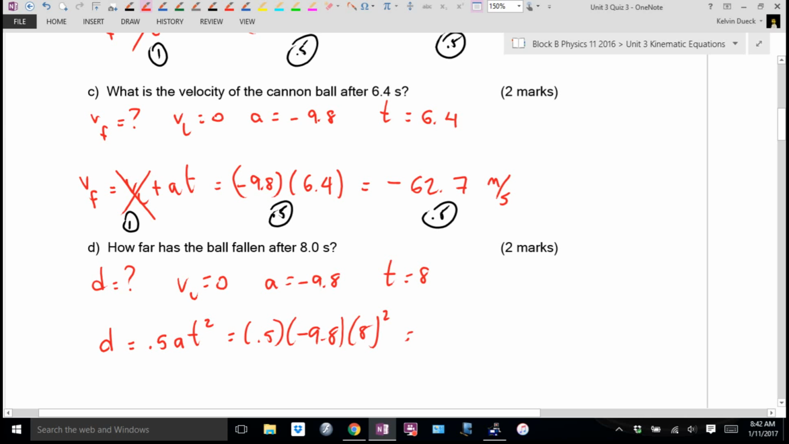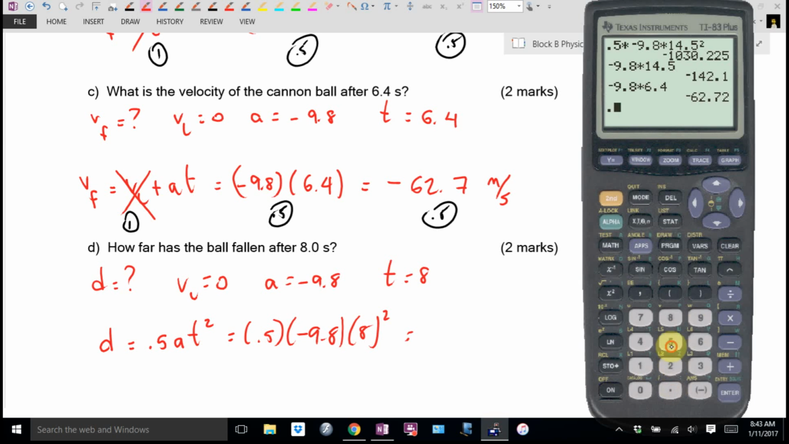Can I do that one in my head? 8 squared is 64. Half of that is 32. Negative 9.8 times 2 is negative 19.6, times 2 is negative 39.4, times 2. I'm losing track of the 2's. I can almost do it in my head.